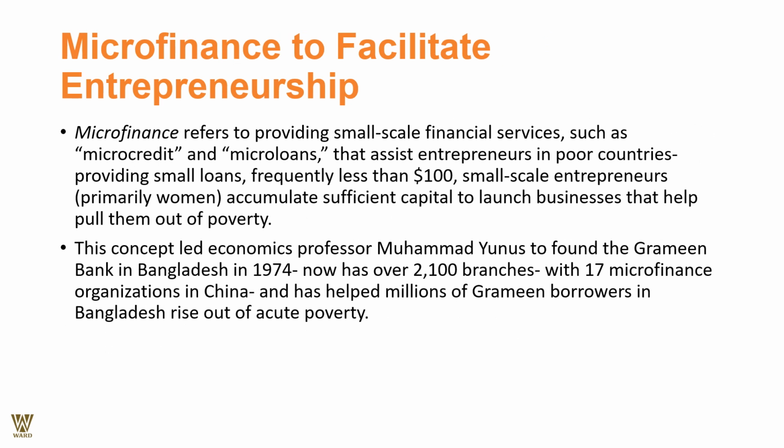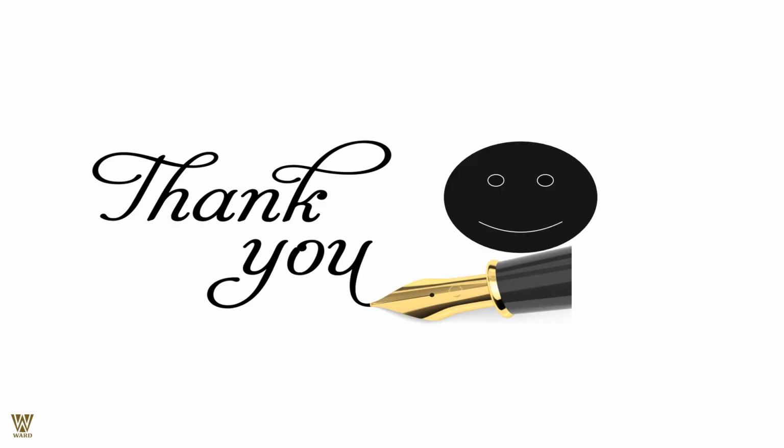Then comes microfinance to facilitate entrepreneurship, providing small scale financial services such as microcredit and micro loans that assist entrepreneurs in poor countries. We have a wonderful example: Muhammad Yunus, the founder of the Grameen Bank in Bangladesh, way back in 1974. It has approximately 2,100 branches and counting, with 17 microfinance organizations, and is a winner of the Nobel Peace Prize. It's all about the Grameen borrowers in Bangladesh.